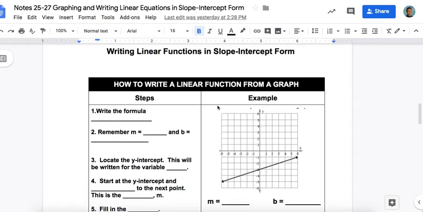Welcome to my video on writing linear equations in slope-intercept form. So I'm on the second page of the note sheet packet that we started yesterday. And yesterday we were graphing equations written in slope-intercept form. Now we're going to go the other way. Now we're going to look at the already graphed line and then try to write the equation.